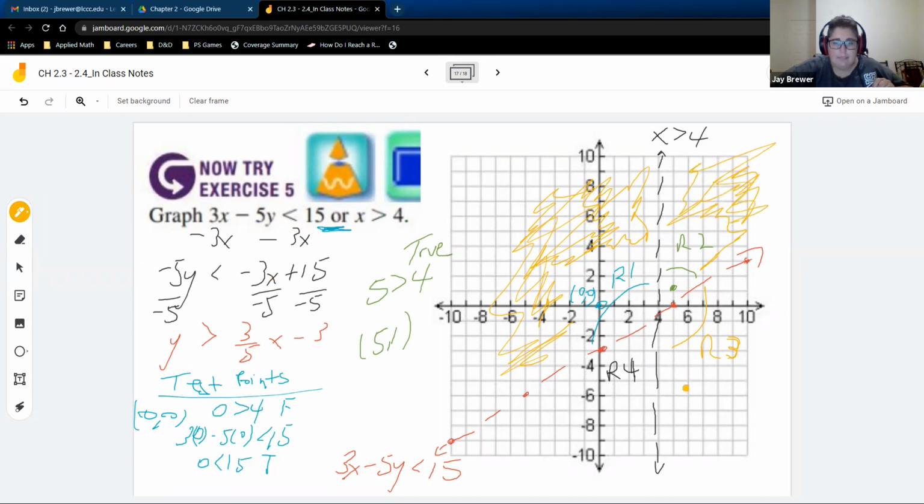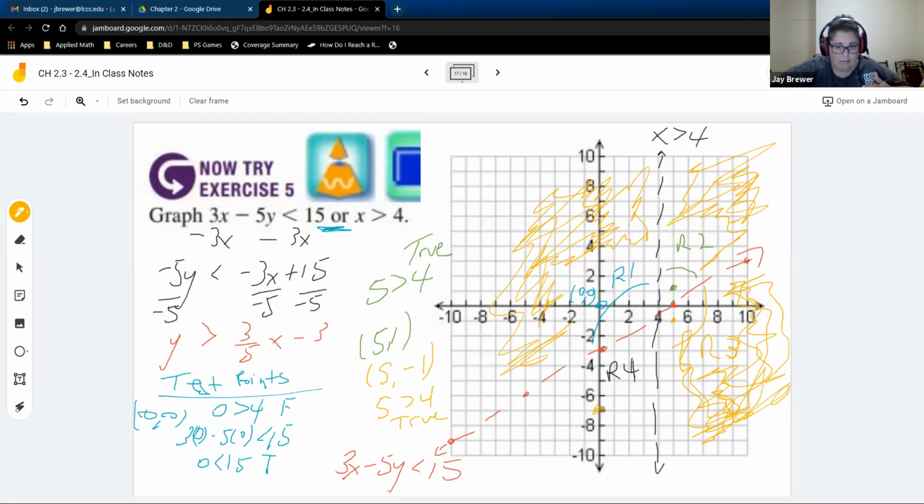And I know it kind of seems sneaky, but we can actually do the same thing on the other side. We could do 5, -1, and it's the same statement. 5 is greater than 4. Again, that's true. So we shade region 3. And now we've shaded 3 out of the 4 regions. So the assumption would be that region 4 should remain unshaded. So let's just prove that.